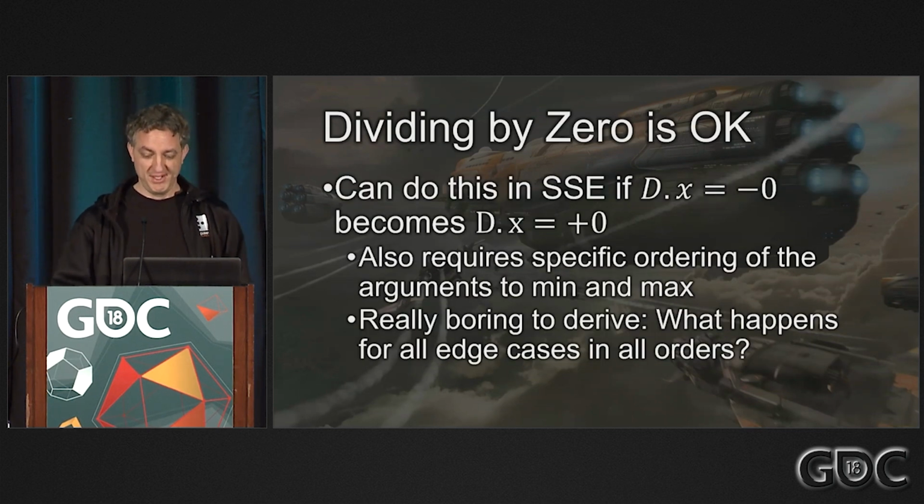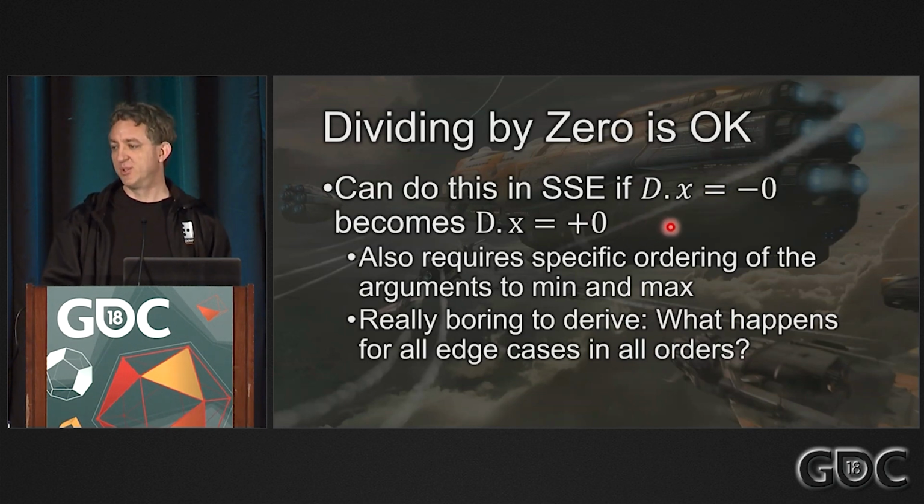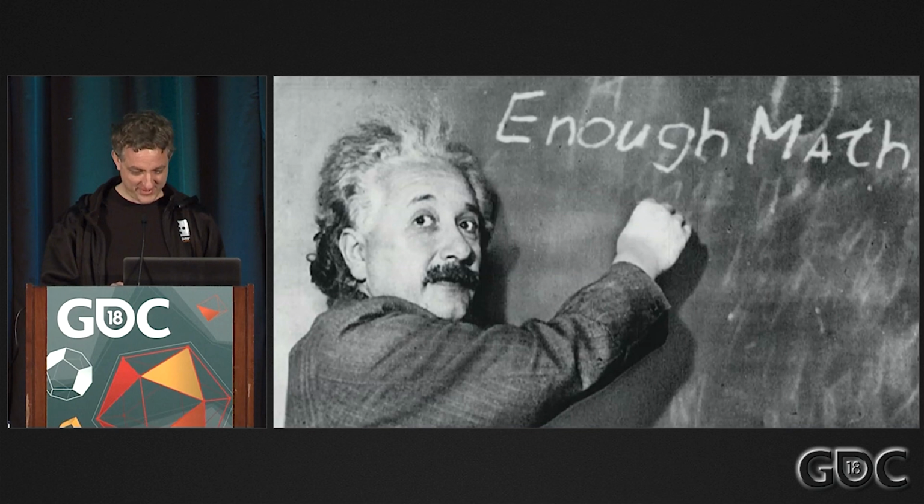So it turns out we're going to need to turn -0 to +0. This will make it so that we only have positive infinity to deal with. And we'll also use a specific ordering of our arguments to min and max. I'm not going to put you through the derivation. I basically tried all ways of doing it and picked the one that worked, which is not exciting to do and even less exciting to watch. So enough math for now.